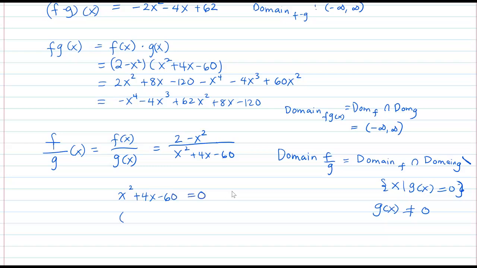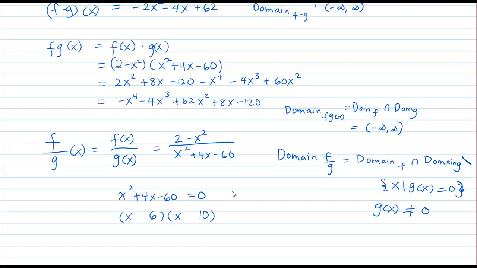Now, we need to factor this out. So we have x. Now, what are the factors of 60? 60 is 3 times 20. Does not give you 4. What else? 60 is also 10 times 6. And if you subtract 10 and 6, you get 4. So that is what we're looking for. So we have a 10 and a 6 here.